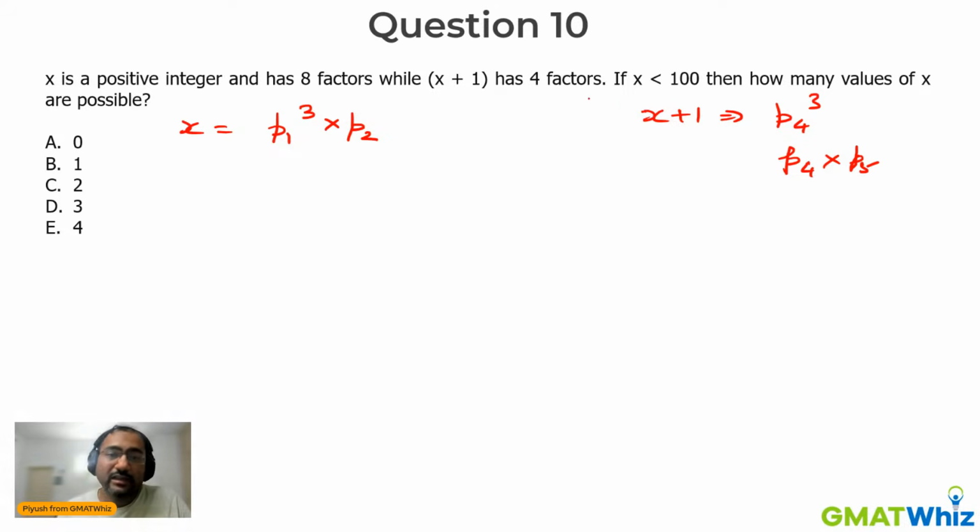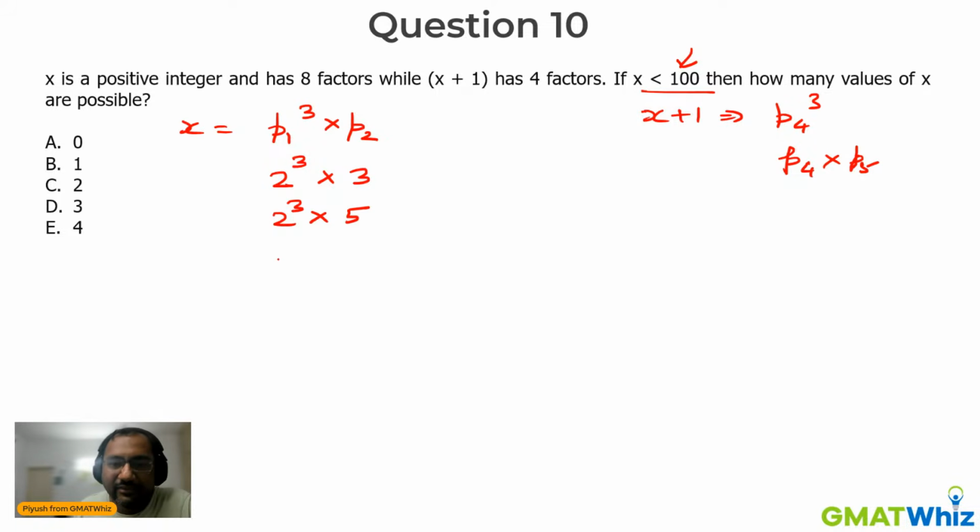Okay, now I just need to check. Now x less than 100 is there. So if I take p1 as 2 first, I need to put in another prime number next to it and still keep the product less than 100. Right now, 2 cubed is 8. So if I look at what I can multiply with 8 and still keep it less than 100, I can go all the way up to 12, right? So what are the prime numbers up to 12? So I have 3, I have 5, I have 7, and I have 11.